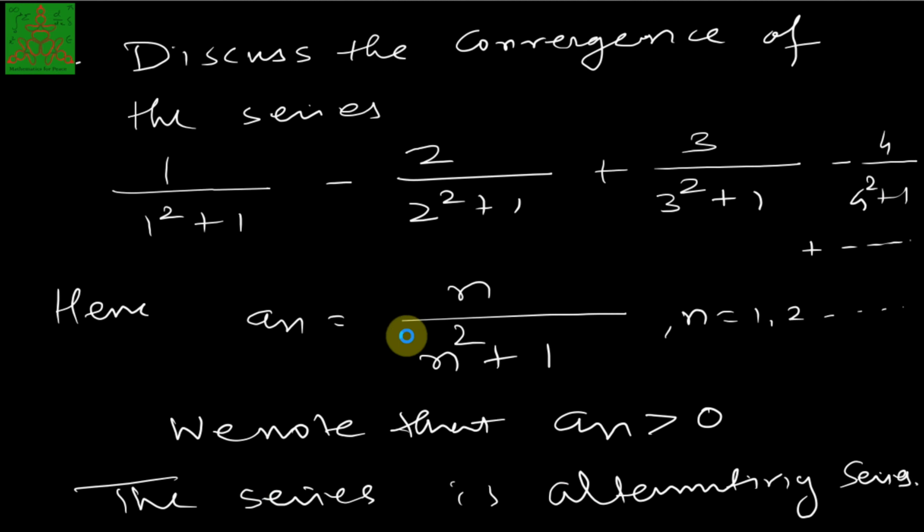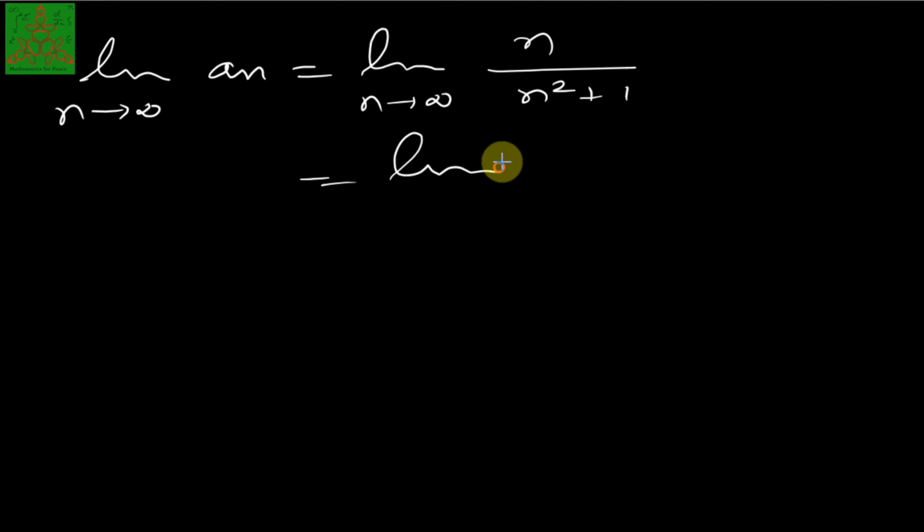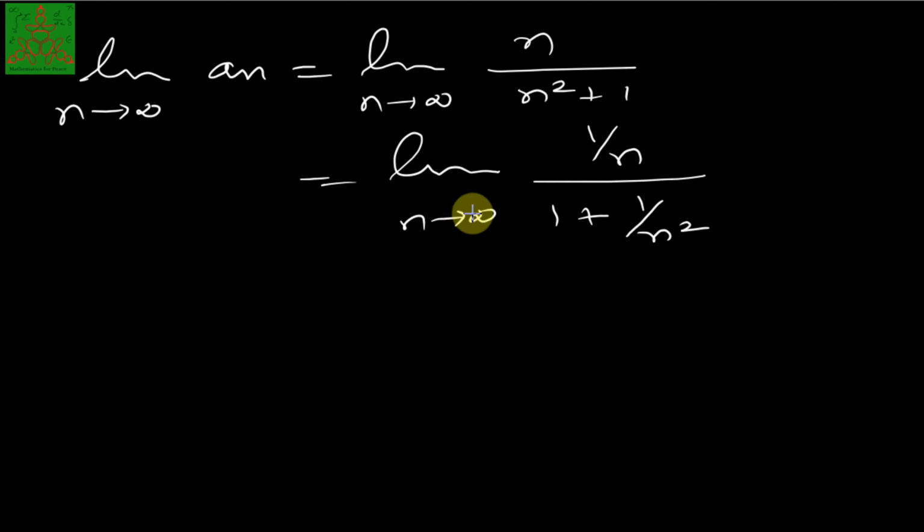So let us check what will be the limit of a_n as n tends to infinity, that is the limit of n upon n square plus 1 as n tends to infinity. If I divide by n square in the numerator and denominator, we will have 1 upon n upon 1 plus 1 upon n square as n tends to infinity, and as n tends to infinity this is 0 upon 1 plus 0, that gives me 0. So the nth term goes to 0.